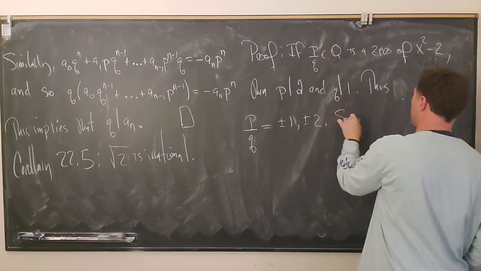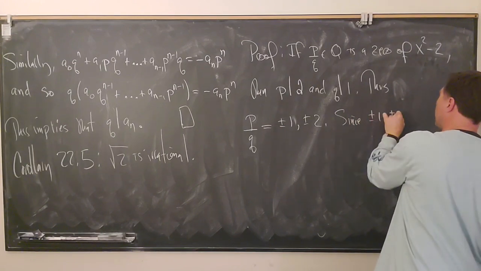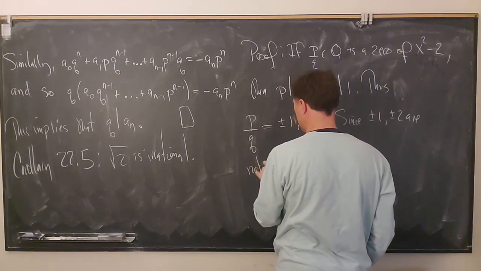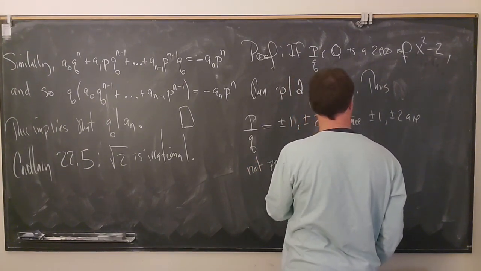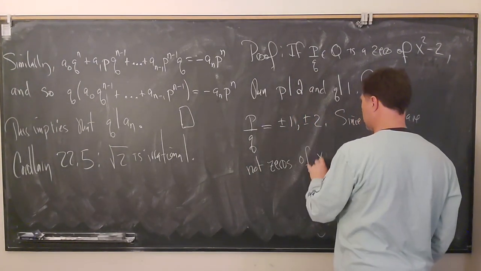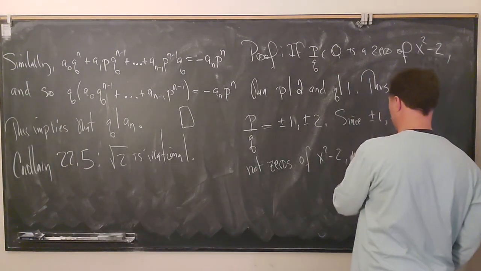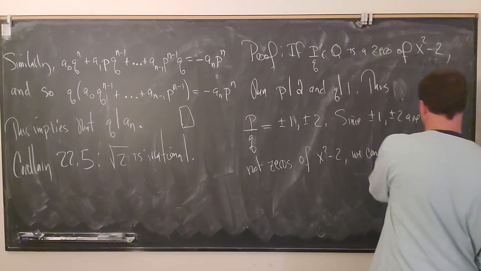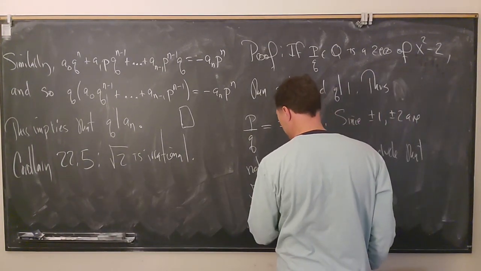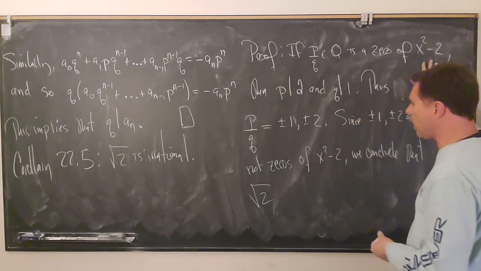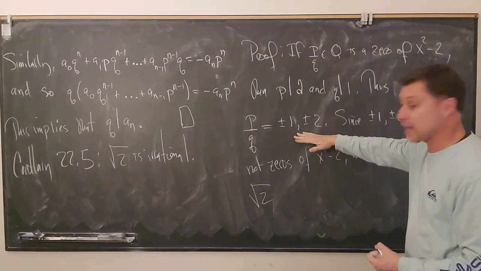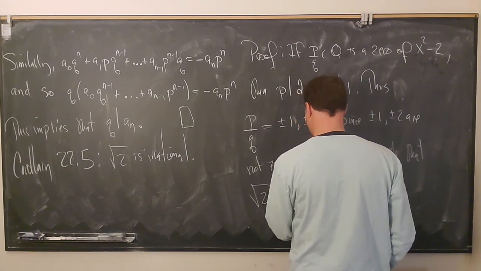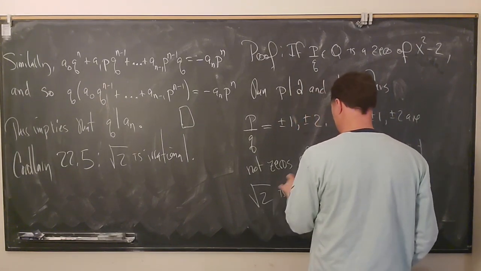Since plus or minus 1 and plus or minus 2 are not zeros of x squared minus 2, we conclude that square root of 2, what does square root of 2 mean? It means the positive root of this polynomial right here, and it can't be a rational number, so it has to be irrational. So we conclude that this is irrational.